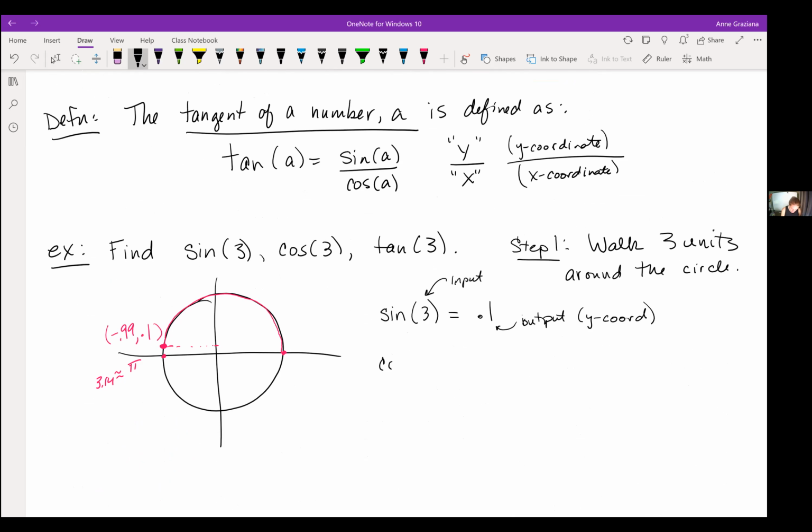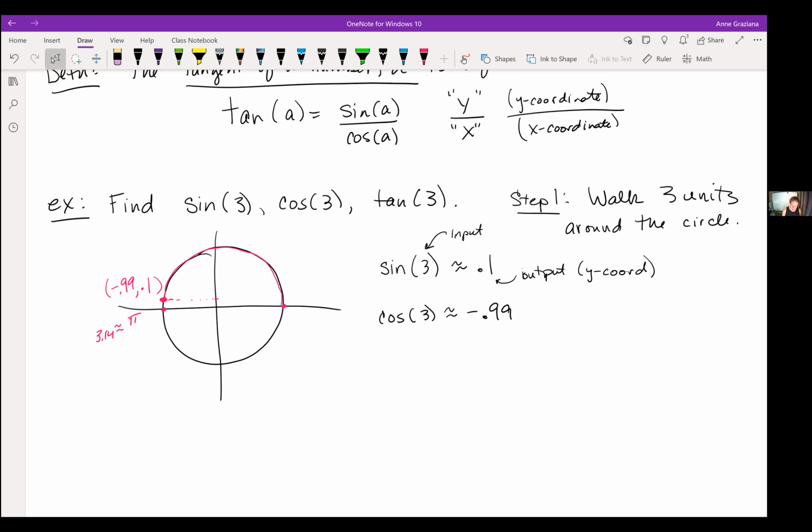Cosine of 3 is then going to be -0.99. I should be careful about this because I'm using my little squiggle lines. These are approximations, so I should be careful with that. Sine of 3 might be close to 0.1, but it's probably not exactly 0.1. Any questions on that? So this is the output of my function. It's the x coordinate.